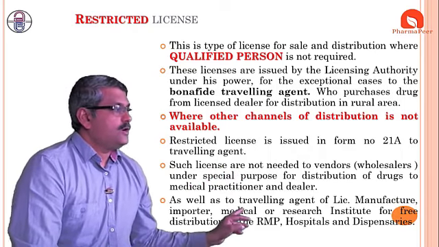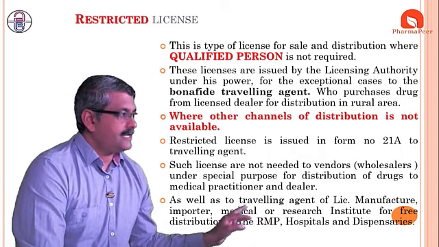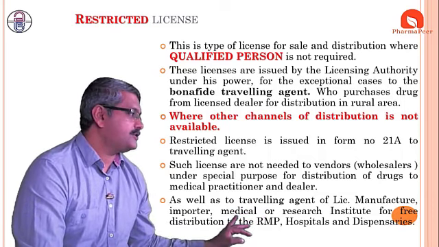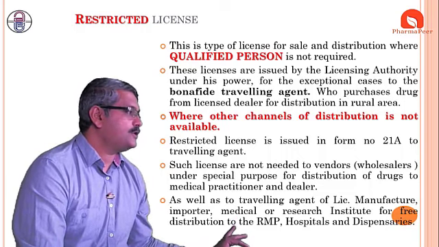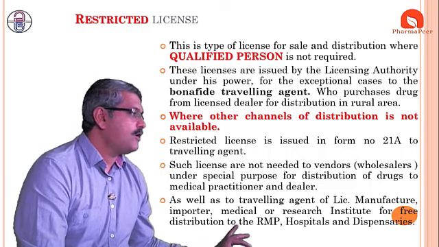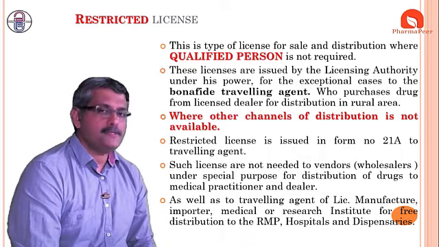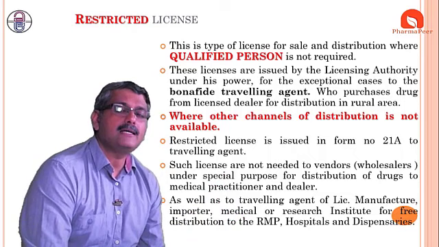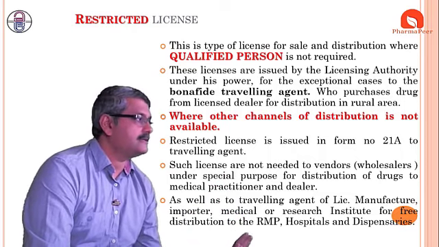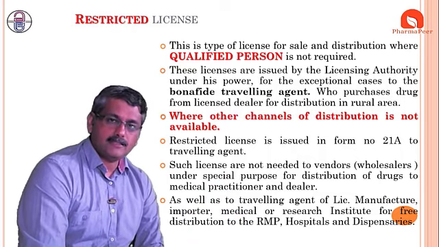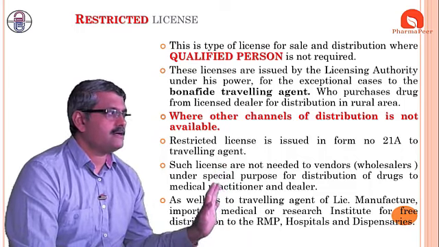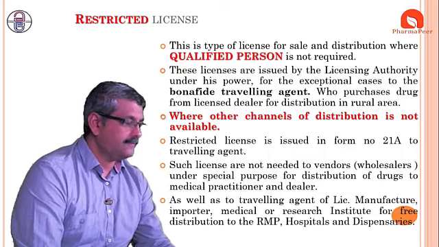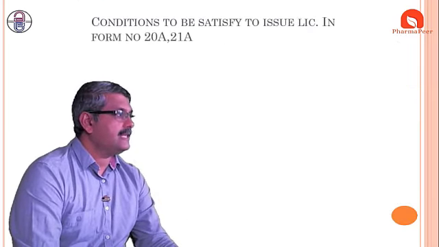Likewise, for the traveling agent of a licensed manufacturer, importer, or medical or research institute, for free distribution to a registered medical practitioner, to a hospital or to dispensaries, licenses are not required in such cases. It is given under the condition of restricted license. These are the conditions under which the licenses are issued to the person. This is called a restricted license.